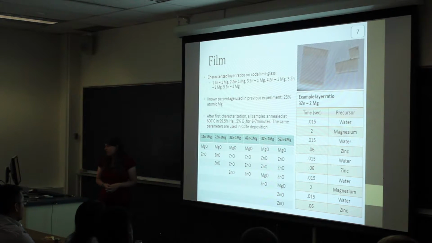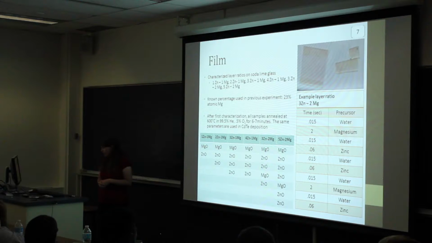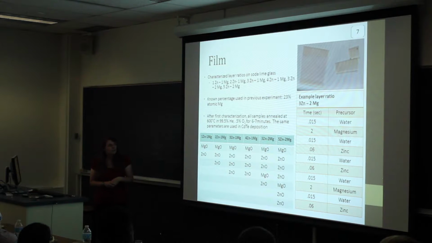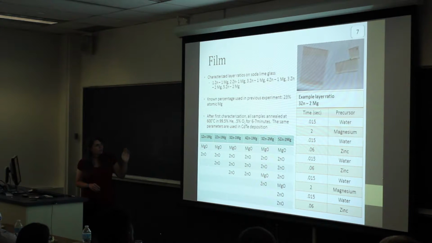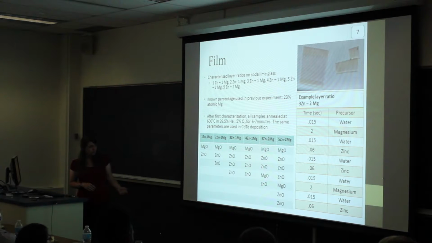So the film itself. We chose to use 6 different layer ratios to test. What we're looking for is that the group before, Kephart from Colorado State University, found that their best film was 23% atomic magnesium, so that's what we were trying to match. As you can see, I have an example of what each layer ratio means, and also what is happening in the ALD. It'll deposit water, magnesium, water, and zinc, and it will repeat or vary that.